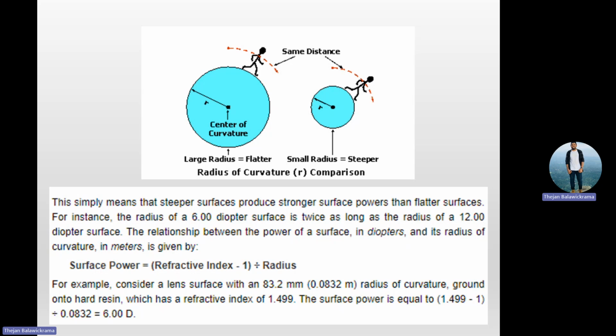So what does it mean? If you take a full circle, what sort of distance does the particular person have to travel while you are talking about the magnitude of the surface radius? Right? Next.